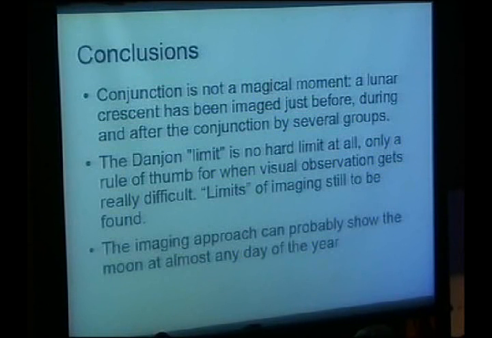A word about the Danjon limit. The Danjon limit was usually thought to be a hard limit beyond which there would be no crescent visible at all. I think this has conclusively been proven wrong. I personally see the Danjon limit only as a rule of thumb for when visual observation really gets difficult, but by using imaging techniques, which can reach lower contrast, you can go far below this value. Where the limits of imaging might be is difficult to say. I think this depends largely on your weather conditions. The higher your mountain is, the better your weather is, the lower the contrast you will probably be able to reach.